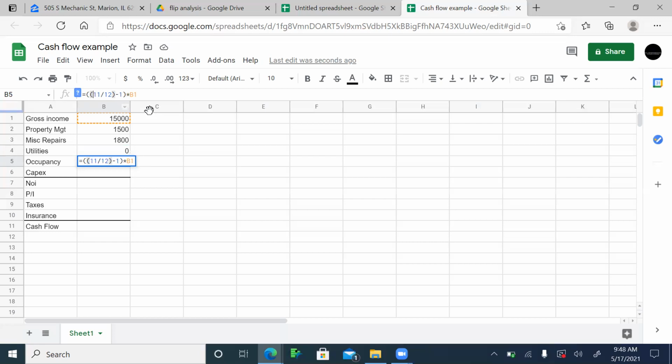So what you're going to want to do for this is you're going to want to first find out what your occupancy rate is. Then you're going to want to subtract it by 1, which will give you your vacancy rate, and then you're going to multiply that by your gross income. That's going to give you your vacancy rate, not your occupancy. Occupancy is how much money you're making minus your vacancy.